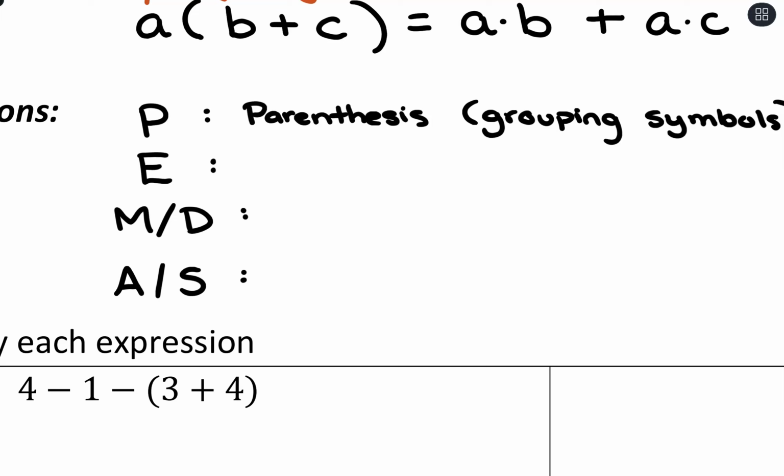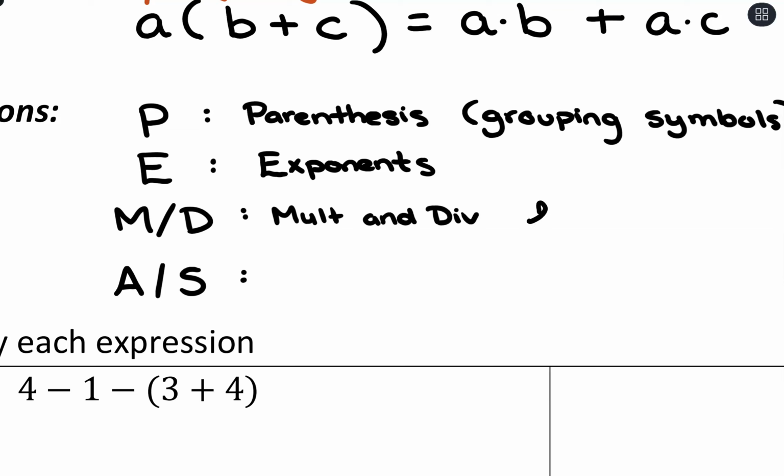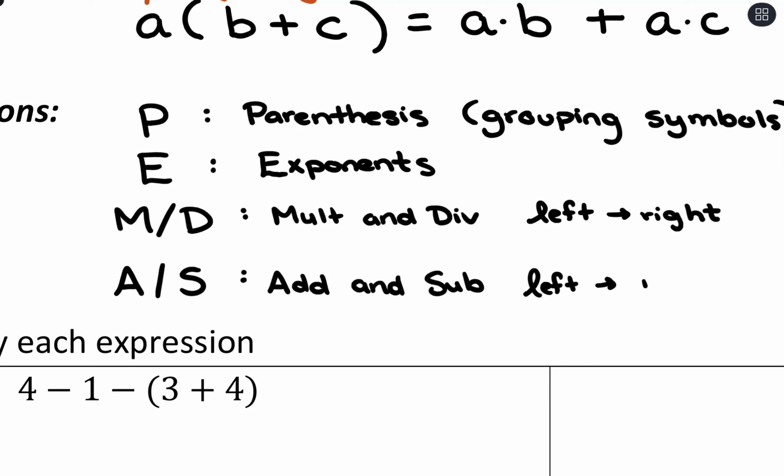So we start there. And then E is for exponents. After we simplify what's inside of the grouping symbols, we go to exponents, and then we can start working on multiplication and division. We look at these at the same time. If you have multiple values that are multiplying and dividing together, we read from left to right, simplifying down. And then same thing with addition and subtraction: if there are multiple values adding and subtracting together, we go from left to right.